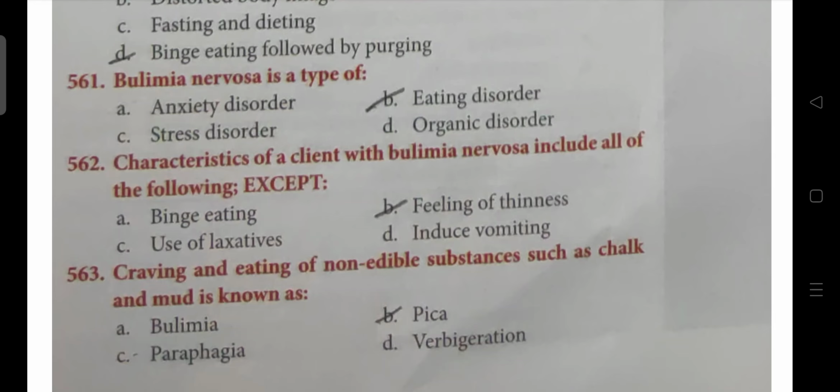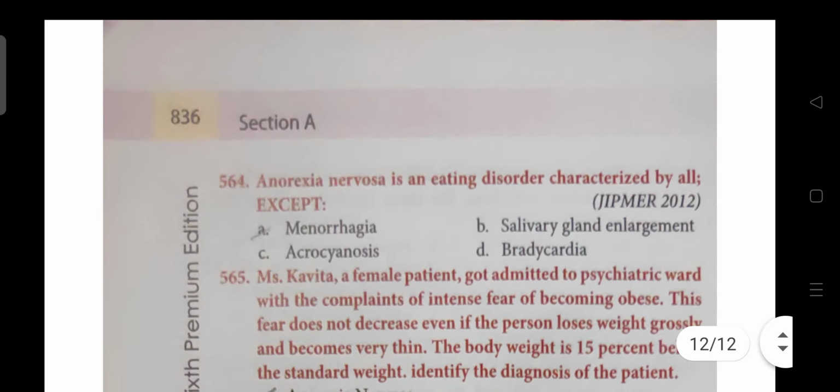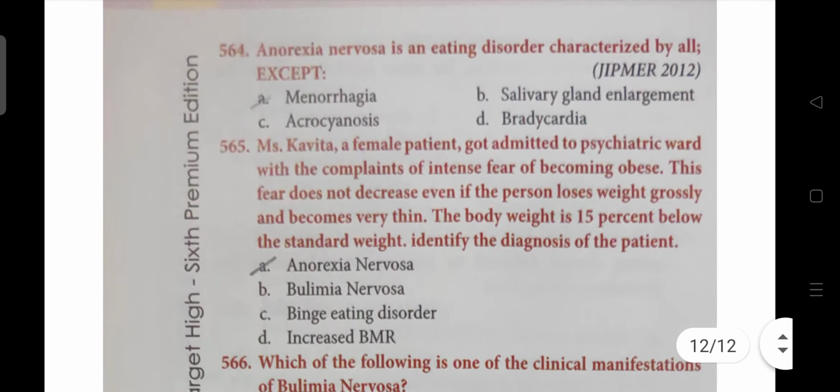Next, craving and eating of non-edible substances such as chalk and mud is known as পিকা, অর্থাৎ অপশান বি. নেক্সট, অ্যানোরেক্সিয়া নার্ভাসা ইজ অ্যান ইটিং ডিসঅর্ডার ক্যারেক্টারাইজড বাই অল এক্সেপ্ট অপশান এ হবে। নেক্সট, মিসেস কবিতা, a female patient got admitted to a psychiatric ward with the complaint of intense fear of becoming obese.